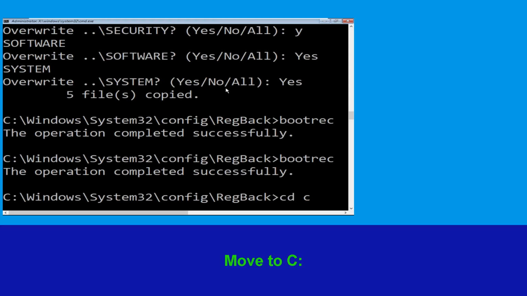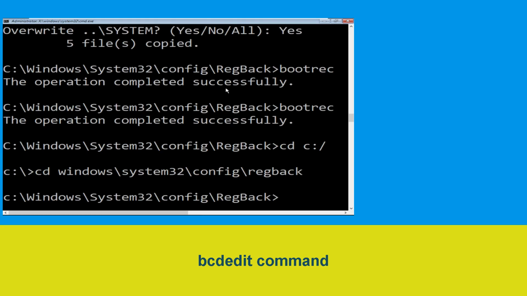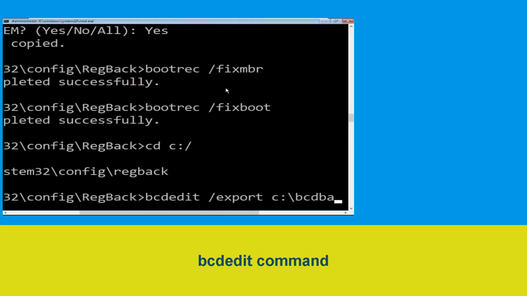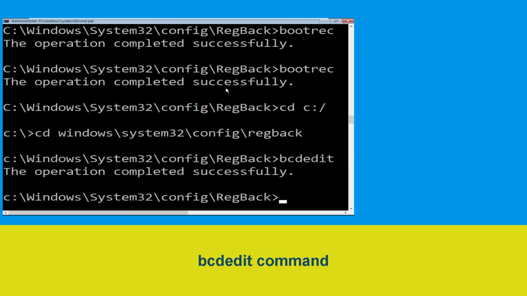Type cd c:\ and hit enter. Now type cd windows\system32\config\regback and hit enter to execute. Now type this command bcdedit /export c:\bcdbackup, then hit enter.